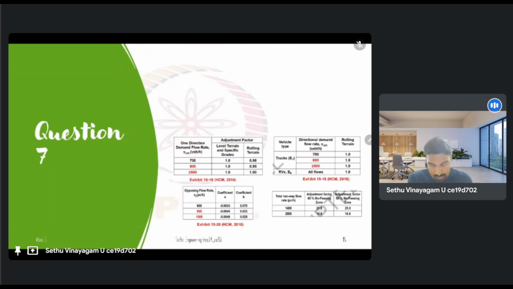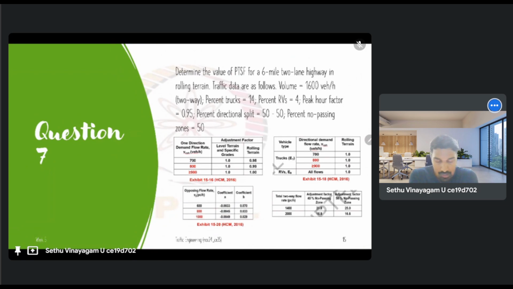Okay, question number 7 is a numerical. We have to determine the PTSF value for a 6-mile 2-lane highway in rolling terrain. Some traffic data is given for this highway. The volume is 1600 vehicles per hour, and this is the two-way volume, so this is not for any one direction, but both directions combined. The percentage of trucks is 14%, and the percentage of recreational vehicles is 4%. The peak hour factor is 0.95, the directional split is 50-50, which means 50% in one direction and 50% in the opposite direction, and the percentage of no passing zones is 50%.